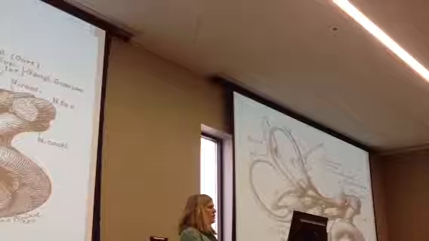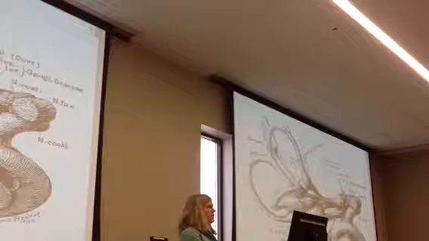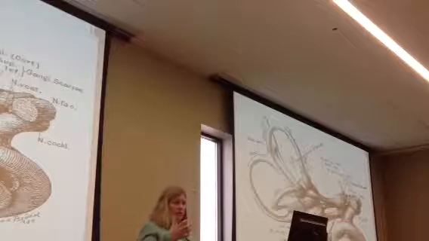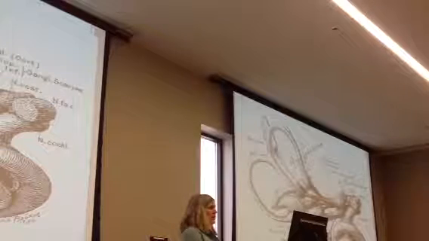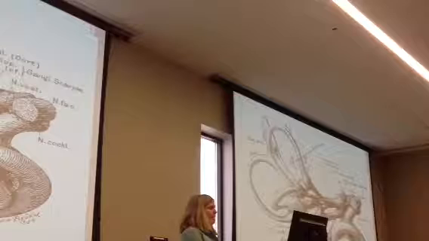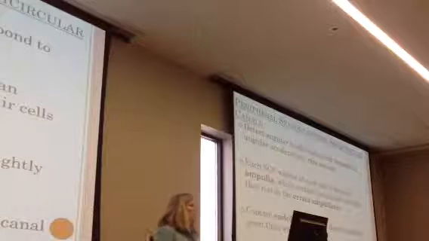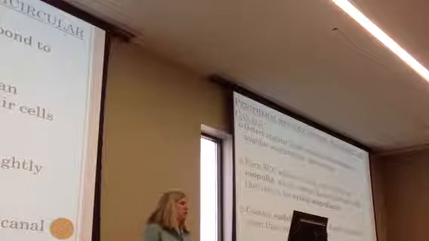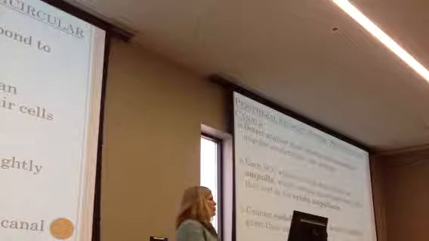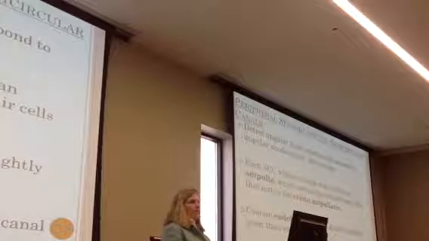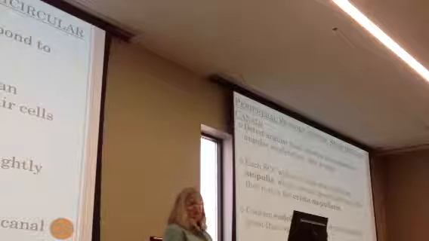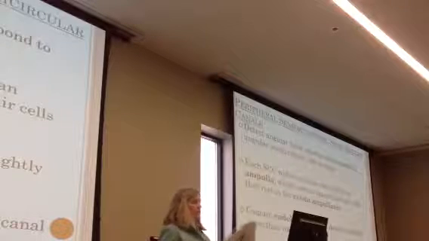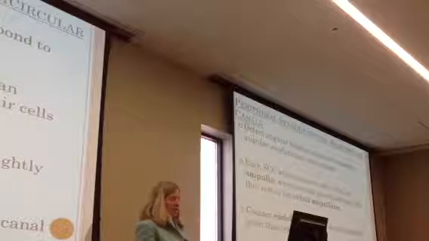So each one is a little bit different. So this is correct. The way it's placed inside the inner ear is true to form in this one. And you can see the utricle and saccule as well. The semicircular canals are what detect angular rotation and respond to angular acceleration. So when we spin, it's the semicircular canals that are picking up that motion.